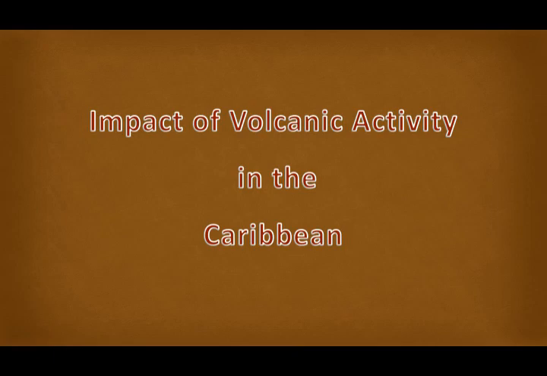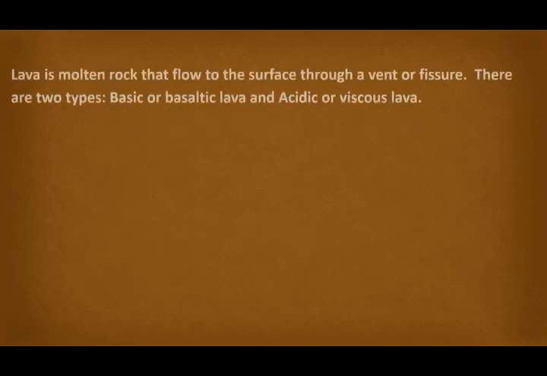Alright, so the next one that we're looking at now is volcanoes. We're looking at the impact of volcanic activity in the Caribbean. Now, to understand how volcanoes can become natural disasters, we have to look at the fact that volcanoes have two types of lava. You have basic and acidic lava, also known as viscous lava. Basic is also known as basaltic lava.